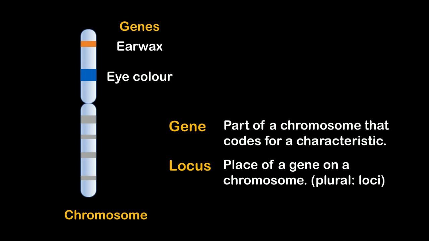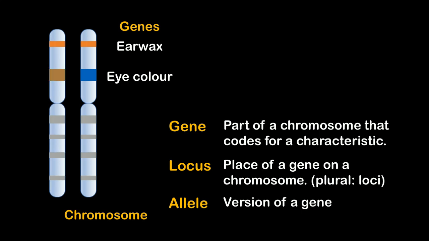For certain genes we have more than one version. For example, there is a gene version that codes for blue eyes, but there's also one that codes for brown eyes. Those different versions, we call them alleles, and an allele is a version of a gene. So we have an allele for blue eyes and we have an allele for brown eyes.